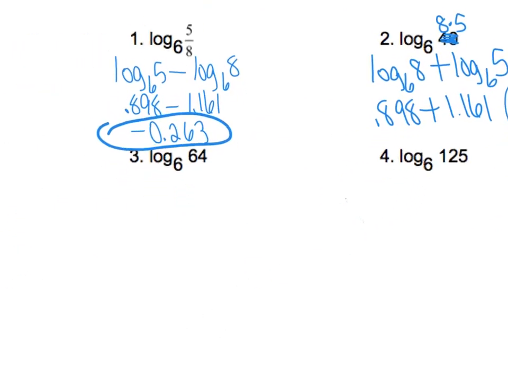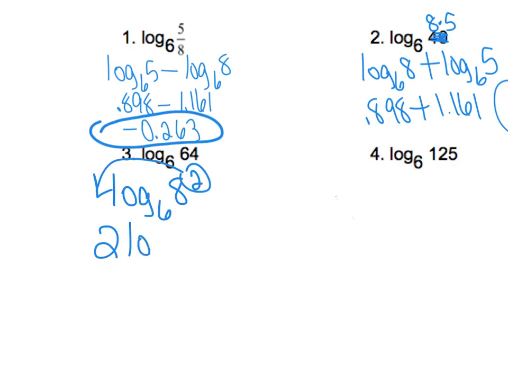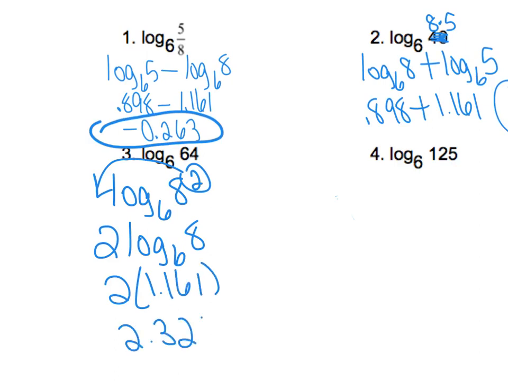All right, down here, log base 6 of 64. Okay, so I'm thinking I either need to have it in terms of 8 and or 5. Well, 5 doesn't go into 64, but I do know that 8 squared is 64. So I could think of this as log base 6 of 8 squared. If we have an exponent, we bring it out into the front. We'd have 2 times log base 6 of 8, or 2 times 1.161, which is 2.322.